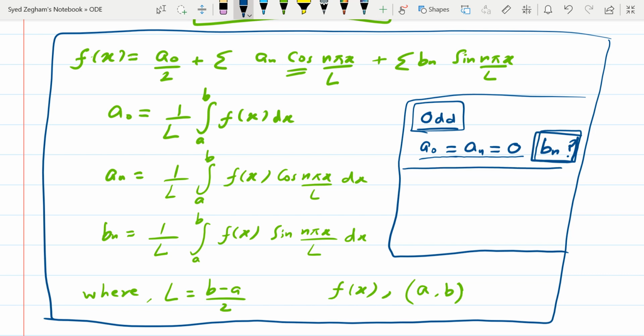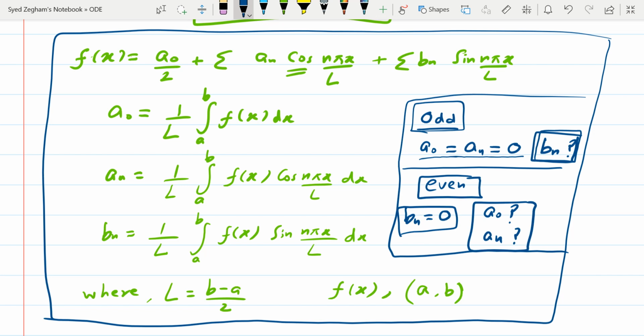Same way for even functions. If I know that my function is an even function, in this case, my b n will always be equal to 0. So what we have to find? We will have to find a naught and we will have to find a n. So again our work will be reduced because we don't need to find b n. We will directly write that b n will be equal to 0. Is it okay?